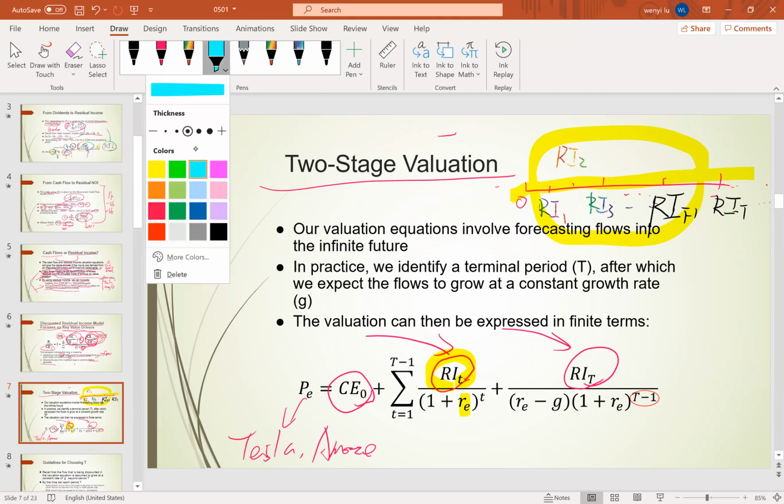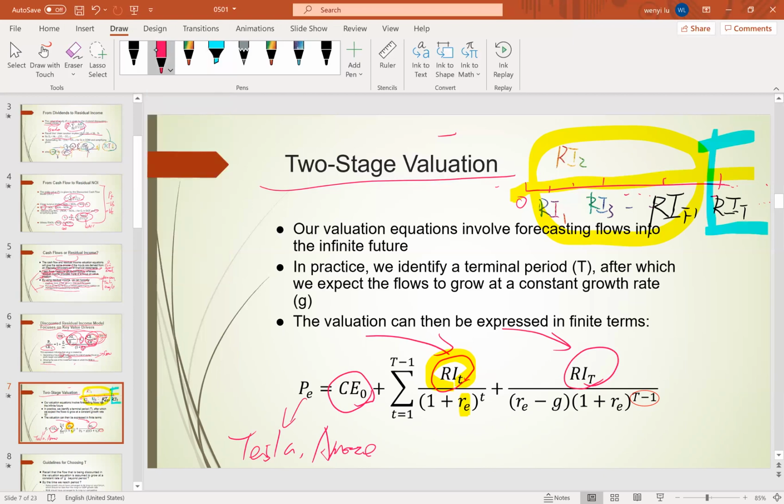Then for the remaining cash flows, for the future, they will grow at a fixed rate G. For this part, we use the perpetuity formula, RI_T over RE minus G. But once you solve that, it is actually the value at time t minus 1, so you discount it by 1 plus RE raised to the power t minus 1. So it is similar to the DDM model.